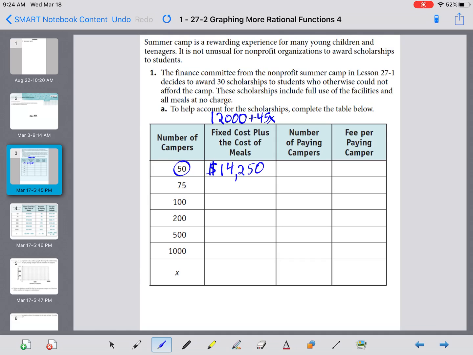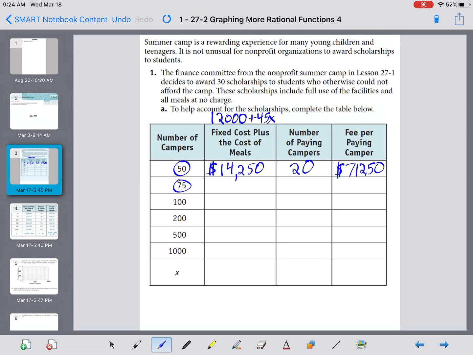This next column is where it gets a little different. There are 50 campers going, but 30 of them are on scholarship, meaning that only 20 now are paying. On your calculator, if you do 14,250 divided by the 20 paying campers, you get $712.50.